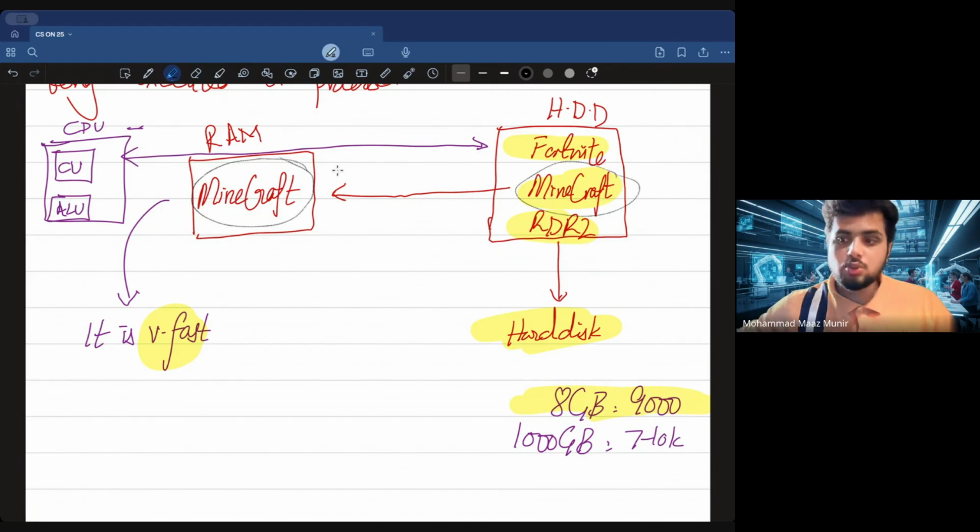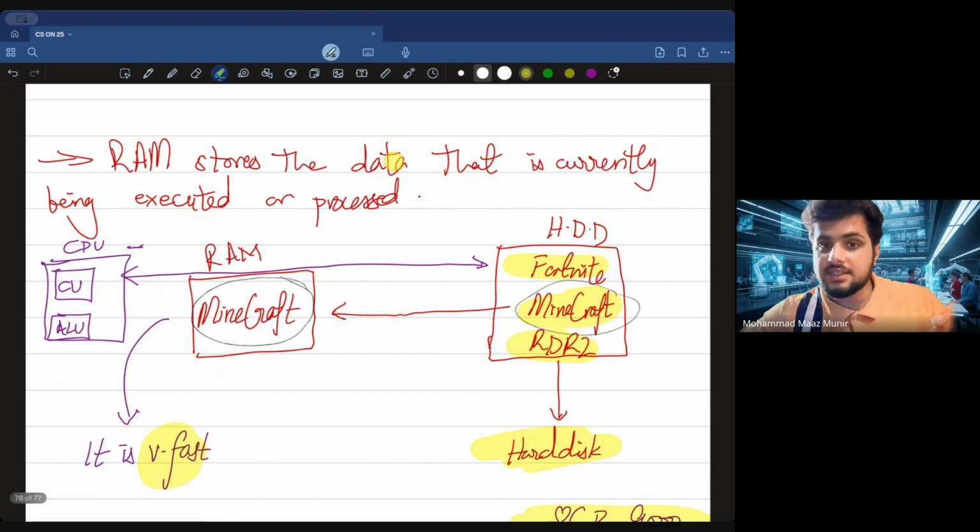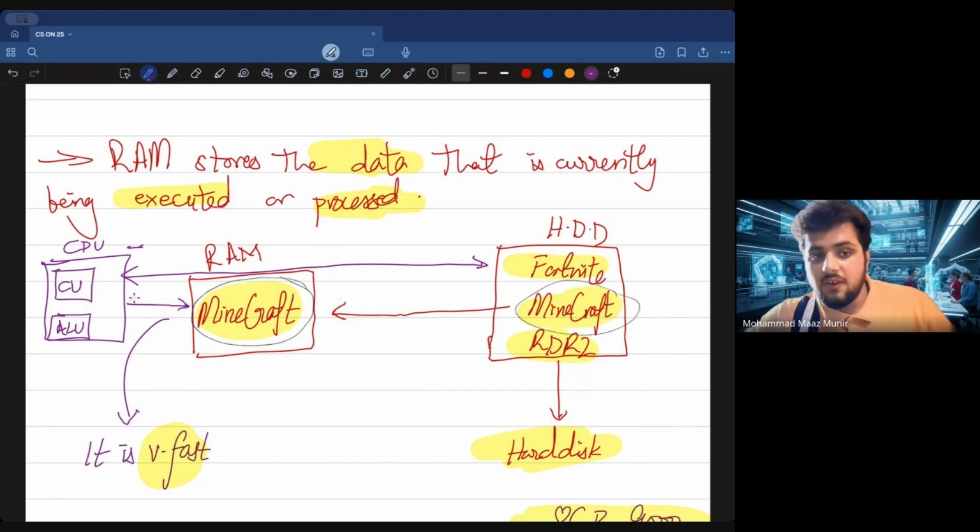Now RAM also stores the gaming files, but RAM के अंदर Minecraft क्यों आ गए? Because the definition of RAM is that it stores the data that is currently being executed or processed. So if I'm playing Minecraft right now, this means I'm basically processing or executing the Minecraft gaming files. तो अब वो RAM में आ गए. And RAM को लाने का मकसद क्या है कि if I have a RAM which is relatively way more faster, so CPU के साथ it can have very fast connection.